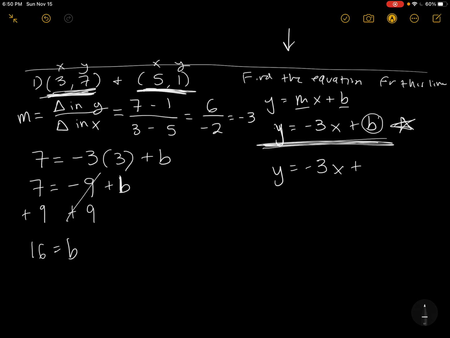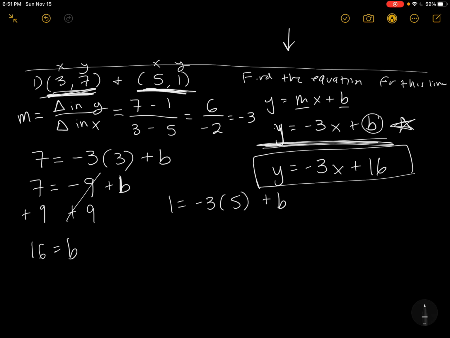Right, because remember, these points are solutions. That means I can plug the points in to my equation to help me solve for b. So let's try it with the other point, just to double check. So 5, 1, right? So y is 1. We know the slope was negative 3. X is 5. We're going to try and solve for b. And look, we still get b equals 16.